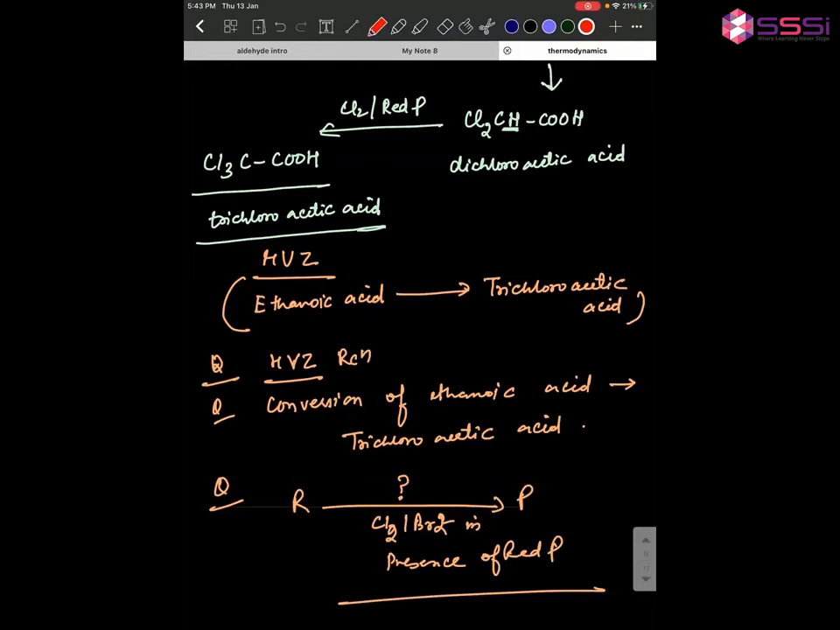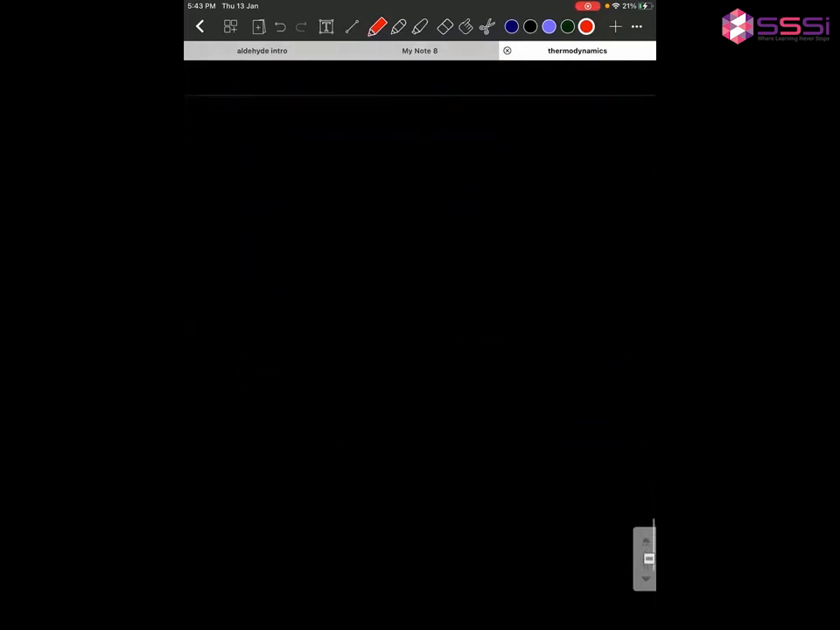Ma'am, what if it is propanoic acid? Then this reaction won't happen. Propanoic acid, it will happen. Let me tell you. What is propanoic acid? It is CH3CH2COOH. Now, if you see, this carbon is the alpha carbon, and this alpha carbon has two alpha hydrogens, right?